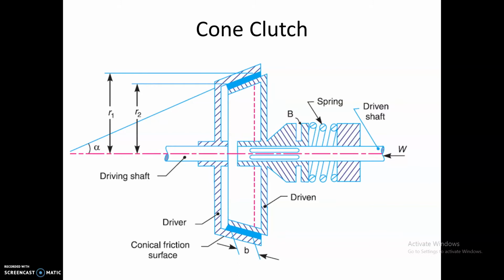When the clutch pedal is pressed, the male cone slides towards the right against the spring force by compressing the springs, and the clutch is disengaged. The cone clutch is practically obsolete due to some disadvantages.